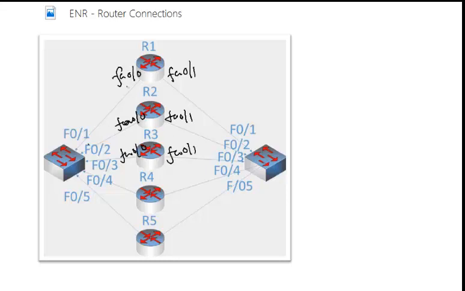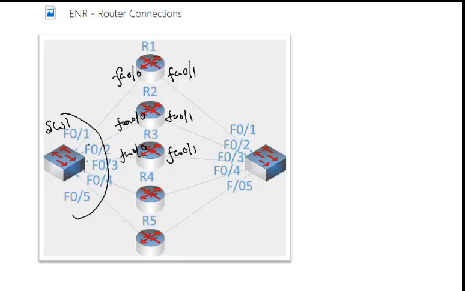All these fast Ethernet 0/0 ports on these routers R1, R2, R3, R4, and R5, all of them are connected to the switch 1. FA0/1 on switch 1 to FA0/0 on R1. FA0/2 on switch 1, FA0/0 on R2. FA0/3 on switch 1, FA0/0 on R3.